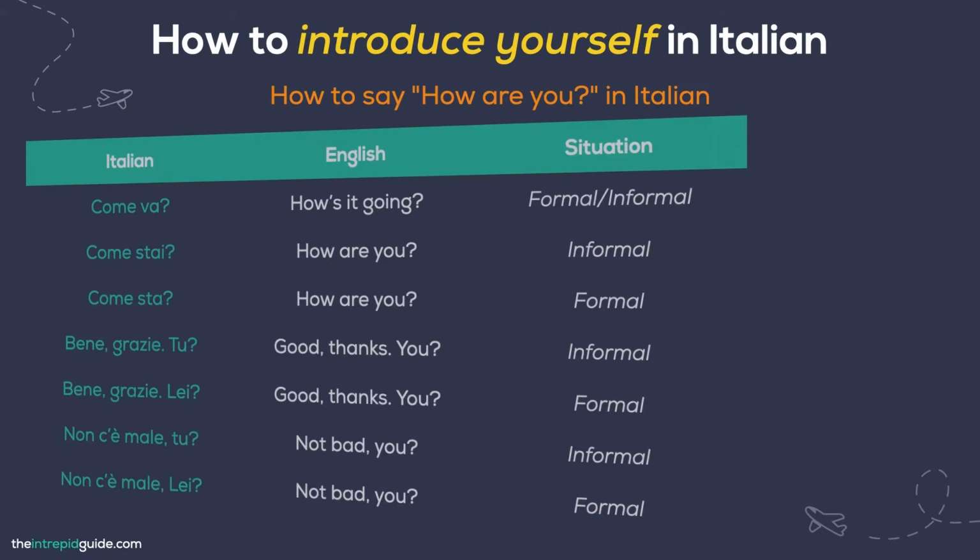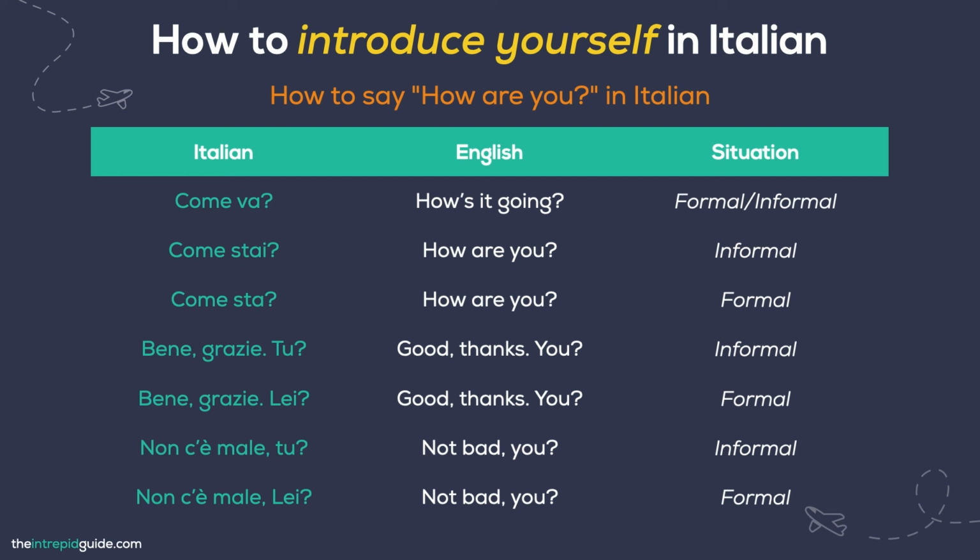Here are some common ways to ask the question and how to respond. Come va? How's it going? Come stai? How are you? Informal. Come sta? How are you? Formal. To reply, you can say, Bene, grazie. Tu? Good, thanks. You? Informal. Bene, grazie. Lei? Good, thanks. You? Formal. Non c'è male. Tu? Not bad. You? Informal. Non c'è male. Lei? Not bad. You? Formal.